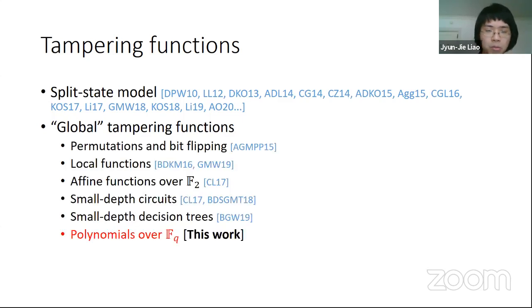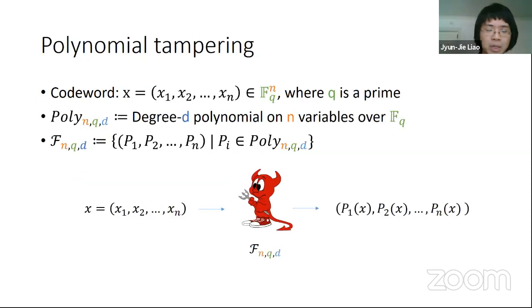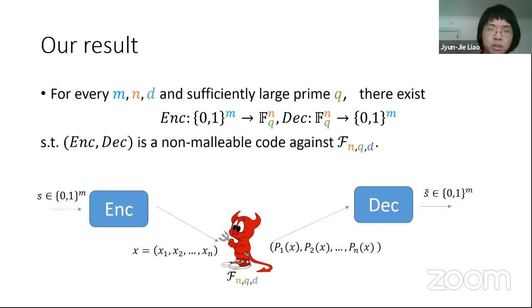So in this work, we consider the tampering functions to be polynomials over a prime field F_q. And formally, in our non-malleable code, the code word will be n elements over a prime field F_q. Then the adversary can choose some degree d polynomials as a tampering function. So if the adversary chooses p_1 to p_n, then the tampered code word will be p_1(x) to p_n(x). And our first result is we show that for every integer m and d and a sufficiently large prime q, we can construct a non-malleable code which encodes an m-bit message and is secure against degree d polynomial tamperings.